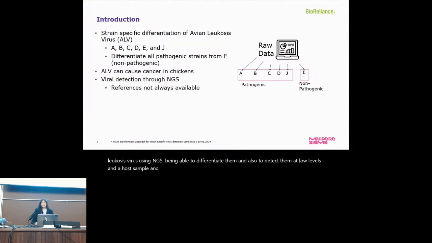Of note, 5 of the different strains are pathogenic, while one of them, strain E, is non-pathogenic. So we wanted to be able to at least differentiate all of the pathogenic strains from the non-pathogenic strain. Part of the motivation behind this project was that ALV can cause cancer in chickens, so this might be useful to potential stakeholders in chicken health, specifically in the agricultural industry.